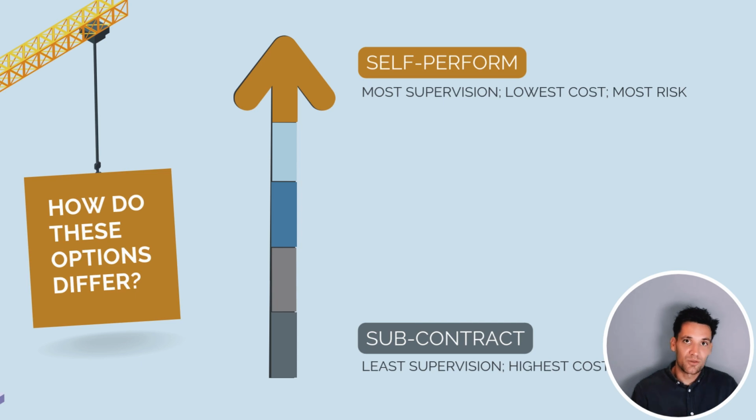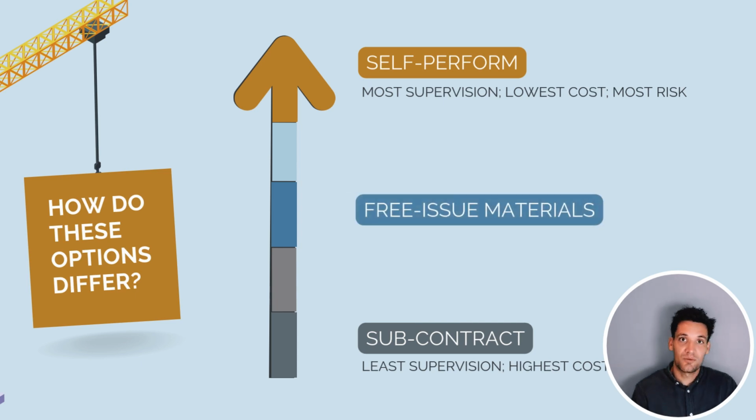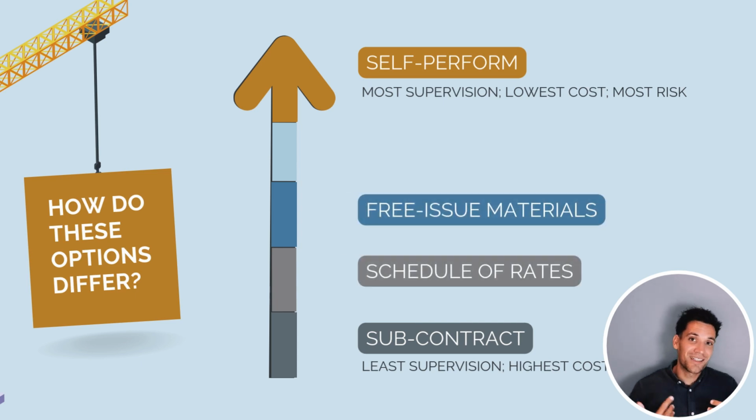For example, we could free issue materials to a subcontractor. We could engage them on a schedule of rates where we take the risk for the volume or quantity of work, or we could engage a subcontractor on a wet hire rate. So there's all these different hybrid options we can come up with in between them. And important to note is that for any specific subcontract, you could have different portions of the scope broken down in different ways.